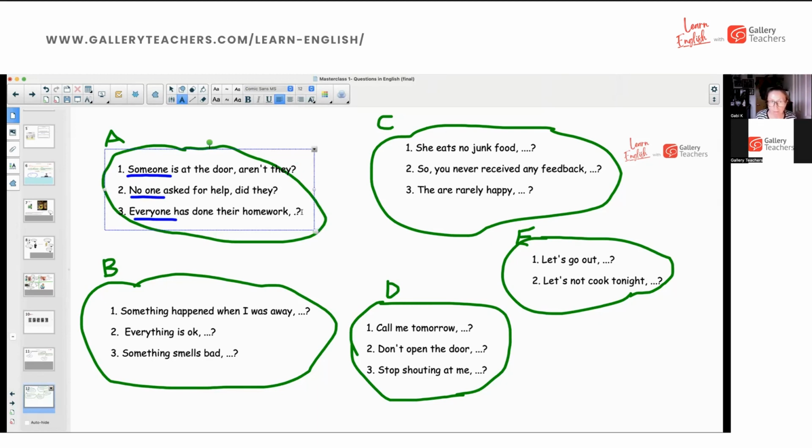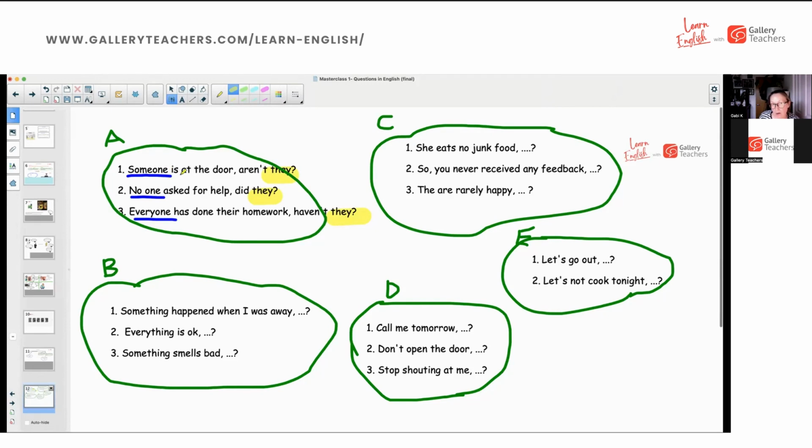And the last one, everyone has done their homework. What do you think? Haven't they? So let's establish the rule here together. So what is the rule when you use question tags and you deal with indefinite nouns like someone, no one, everyone, anyone? What pronoun do we put in the tag question? Let me just highlight it. Right, so we use they.